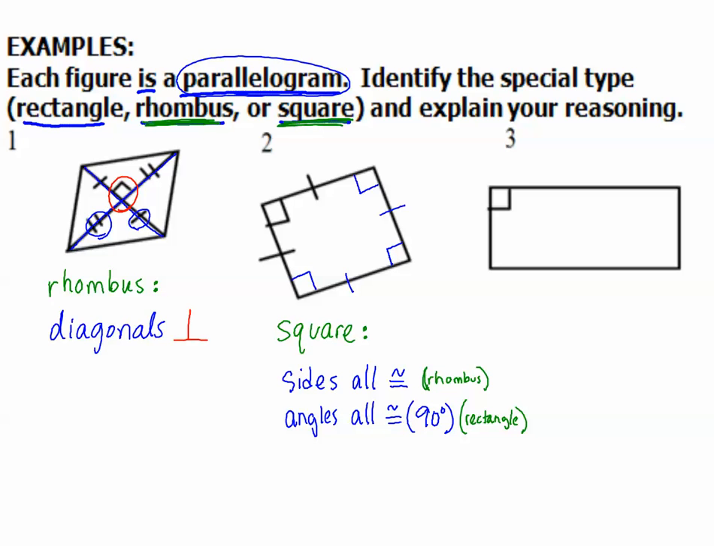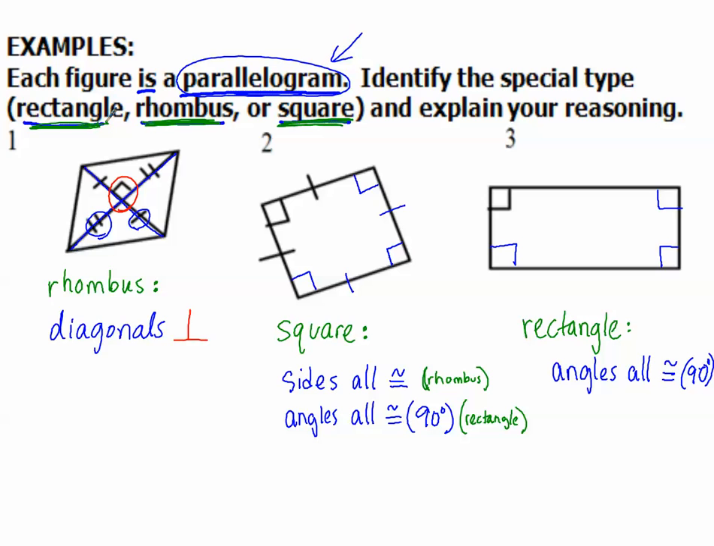Let's look at the last one. Again, it's a parallelogram. That was told to me at the beginning. Therefore, if one angle is a right angle, the opposite is right, and the consecutive is right as well. What I see here is that all the angles are congruent, or 90 degrees. What property does that go with? Rectangle. So in my last one, I have a rectangle because all the angles are congruent.